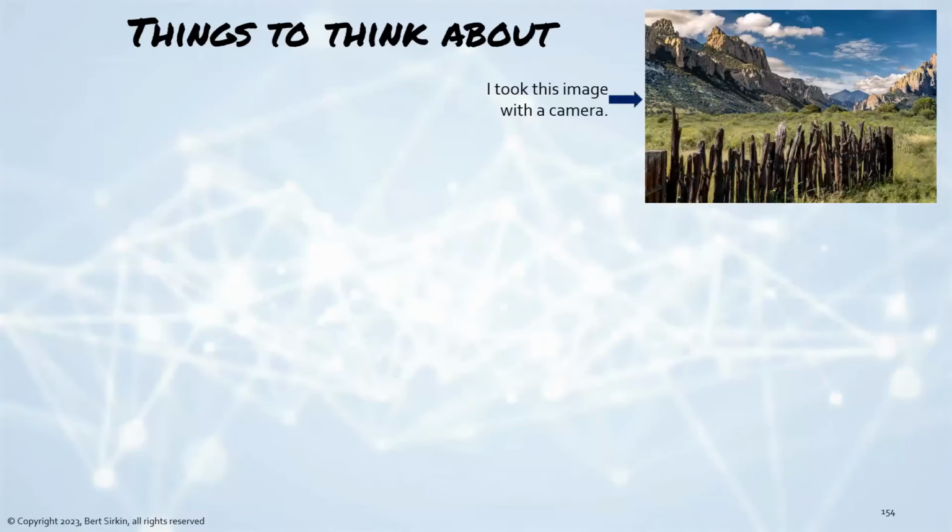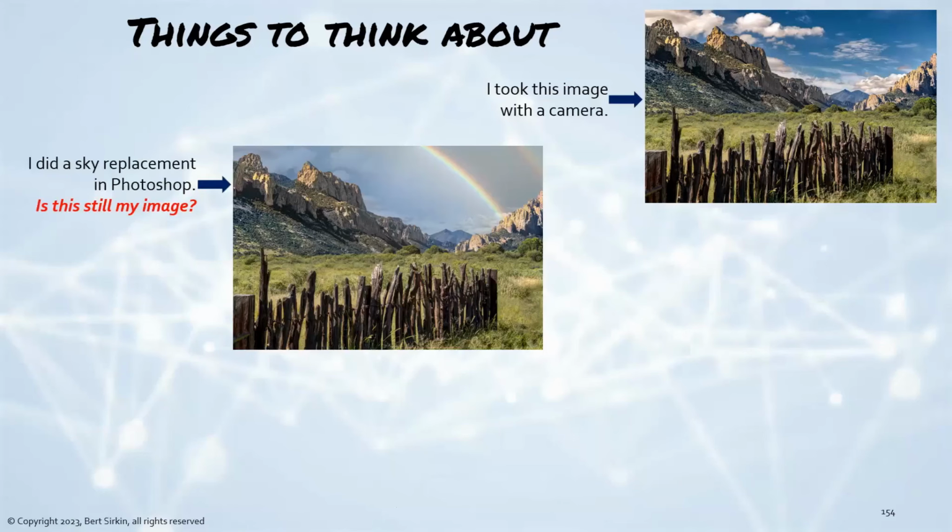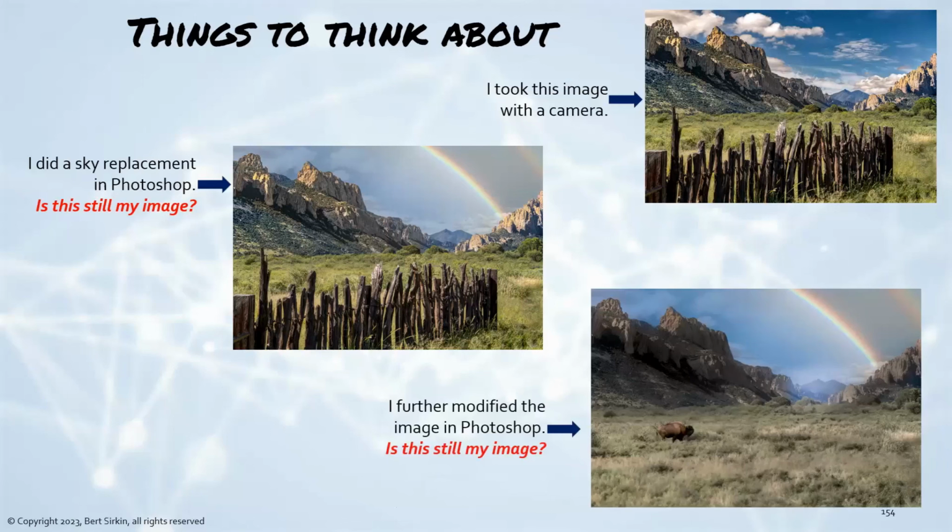So I took this image. This is a real image. But then I did a sky replacement in Photoshop. So is this a real image? Is it still my image? Then I edited it further in Photoshop. And is this my image? They all started off with a photograph, a camera-generated image. So is this image on the bottom right my image still?